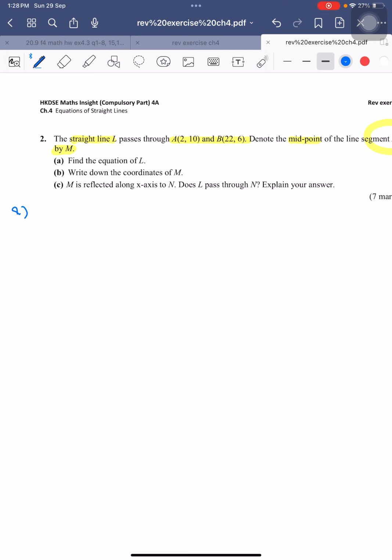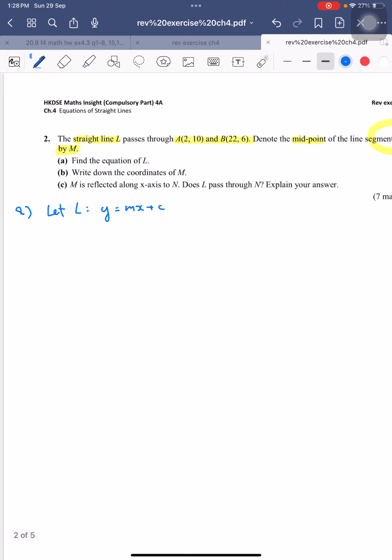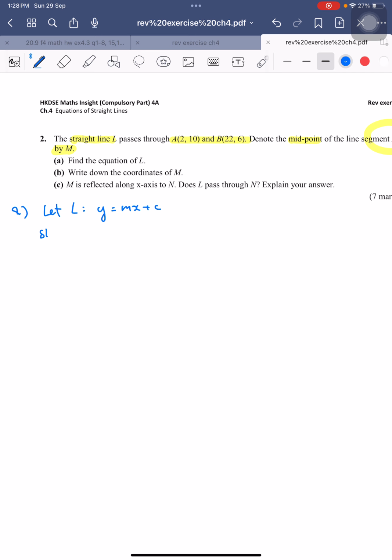So first of all, let the equation of L be y equals mx plus c. As L passes through A and B, the slope of L is equal to the slope of AB. Then we can use the slope formula, m equals y2 minus y1 divided by x2 minus x1. So m is equal to 10 minus 6 divided by 2 minus 22. That's 4 divided by negative 20, giving you negative 1 over 5.